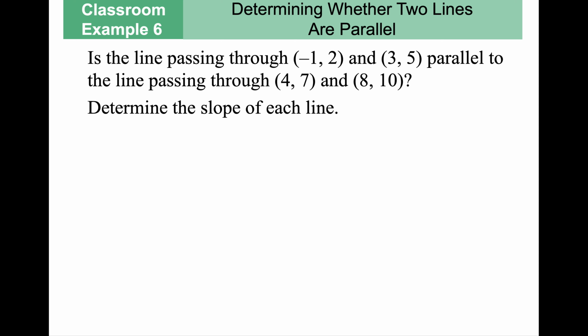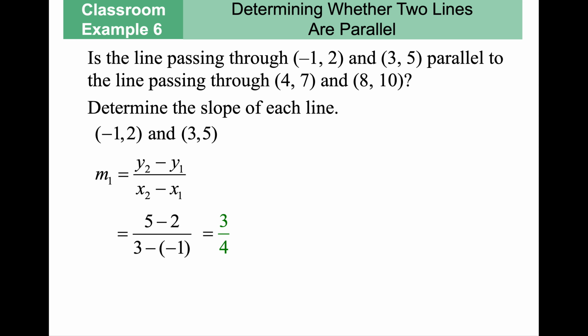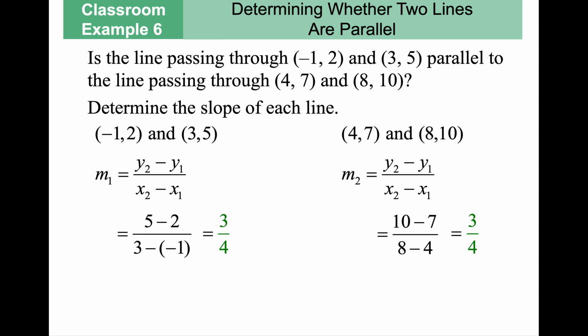So if I want to know if these two lines are parallel, what they're asking me is, do they have the same slope? So I'm going to use the slope formula to find the slope of my first line. Then I'm going to use the slope formula to find the slope of my second line. So I get 3/4 for both slopes, which tells us because it's the same slope, it's going to be parallel lines.